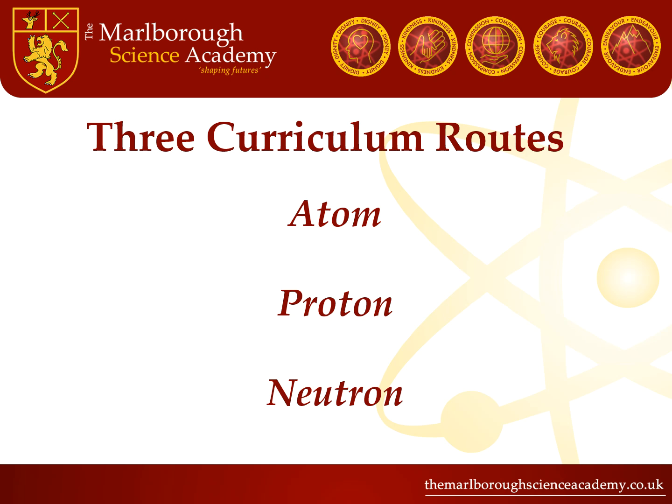At Marlborough, we have 3 options routes to guide you through your Key Stage 4 choices. Each route is slightly different and has been chosen based on what we know about you, how you learn, and the progress you've been making. None of the routes are set in stone, and if you think you want to follow a different route, we're more than happy to discuss this with you. The 3 routes are called atom, proton, and neutron.